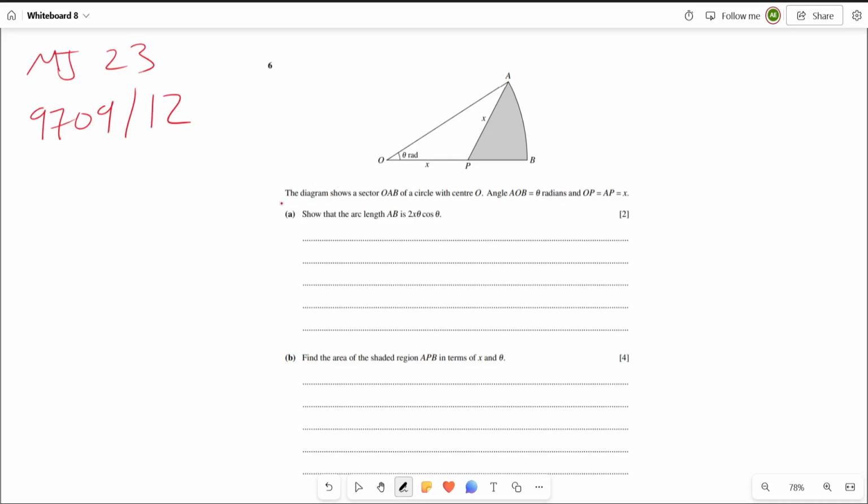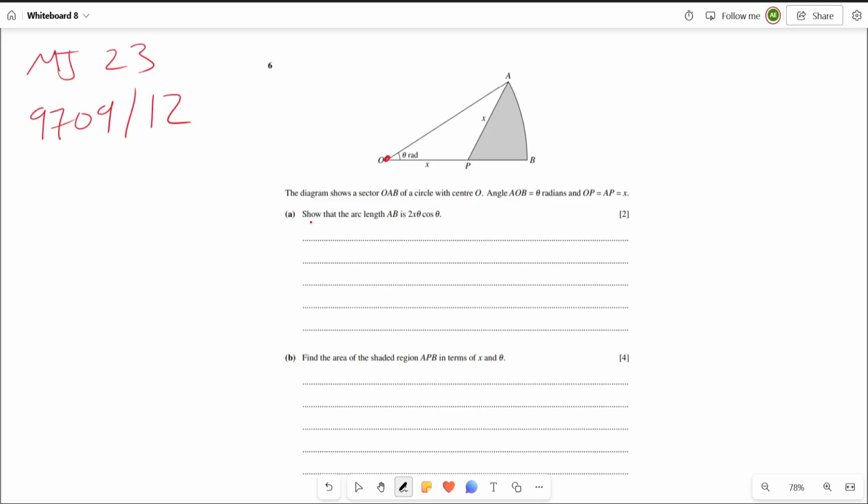We have a diagram, and the question says the diagram shows a sector OAB. So this whole thing is a sector, and it looks like it's divided into two regions. The sector has a center O and an angle theta in radians. Take a note that we will be dealing with radians over here, so make sure to have your calculator set to radians. It says that OP and AP are equal and they are given the value x.